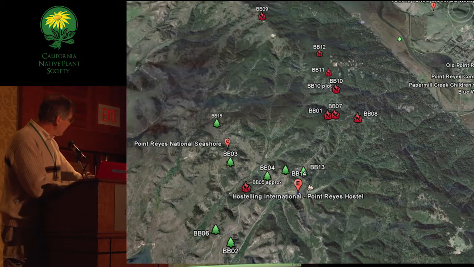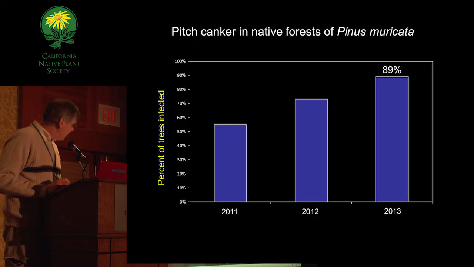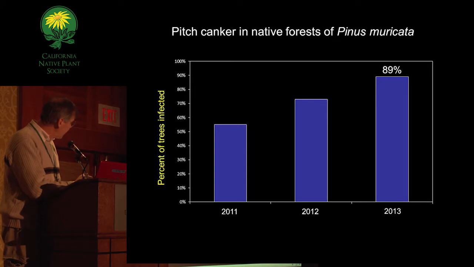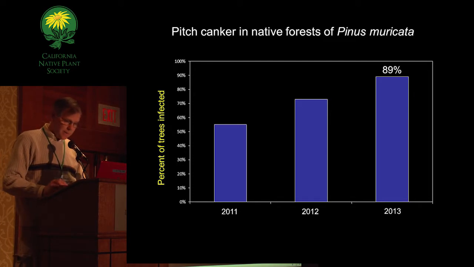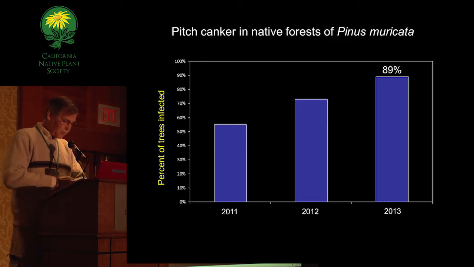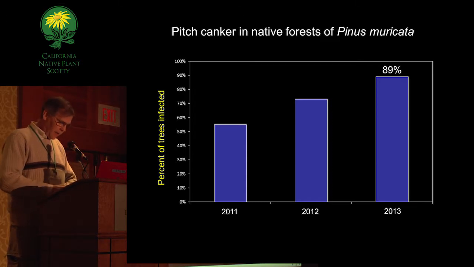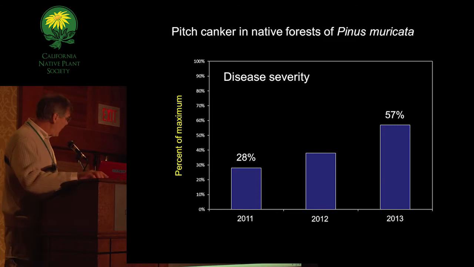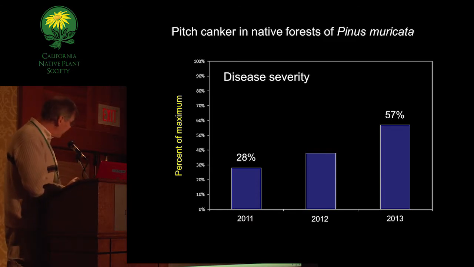So we established plots at Point Reyes National Seashore in order to monitor development, but we didn't start until 2011, and just in that period of time, this shows the percentage of trees in our plots that are infected, and you can see we're up to 89% as of 2013. So that just means that trees have at least one infection. We can also look at the severity of disease, which is a function of how many infections those trees have, and that's what's shown here. And over that same period of time, we've gone from 28% of our maximum severity rating to 57%.